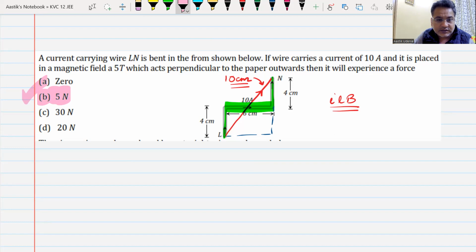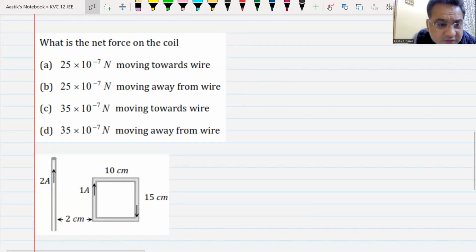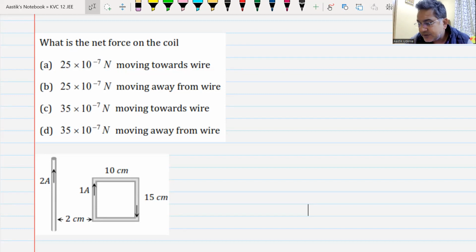This is the next question, and you are going to see more questions of this kind as time progresses. This is a question coming for you. What is the net force on the coil? I have an infinite wire carrying current 2 amperes. You'll have to find out the force on this loop of wire. And I'll give you 2 minutes to give me the answer.